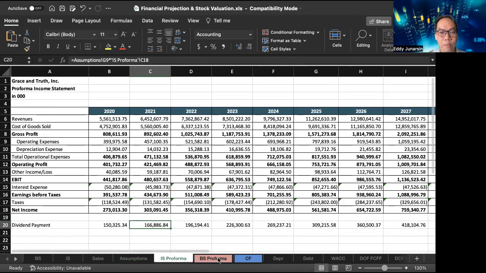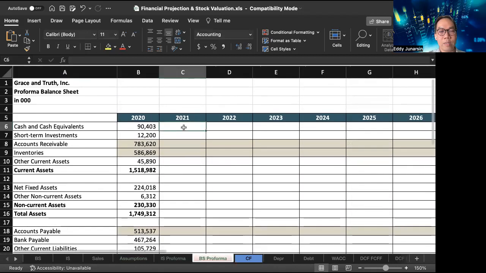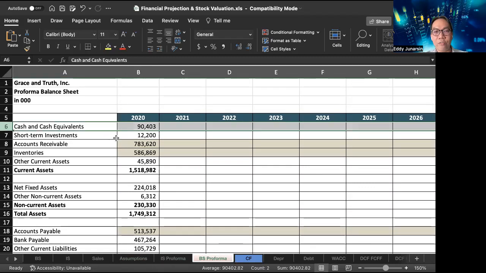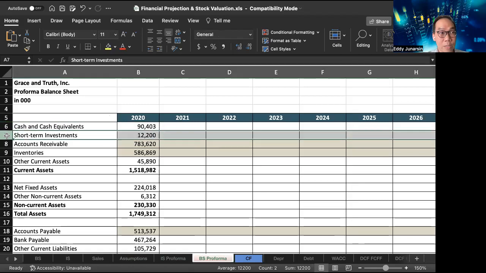We'll go to the next one, pro forma balance sheet, the projected balance sheet. The same process here. We start from the one on the top. Cash and cash equivalents, we leave this out until we complete the cash flow statement, right? The pro forma cash flow statement. So again, for the first item here on the top, we'll leave it out until we complete the pro forma cash flow statement. So the second item, the next item here, short-term investments.